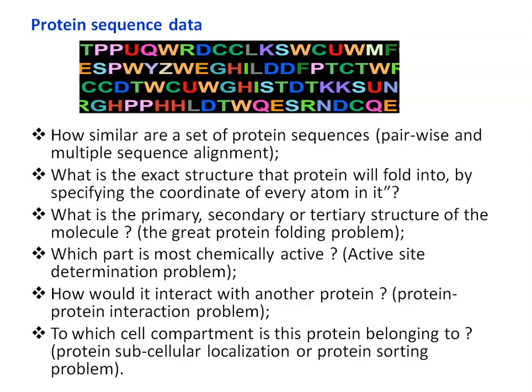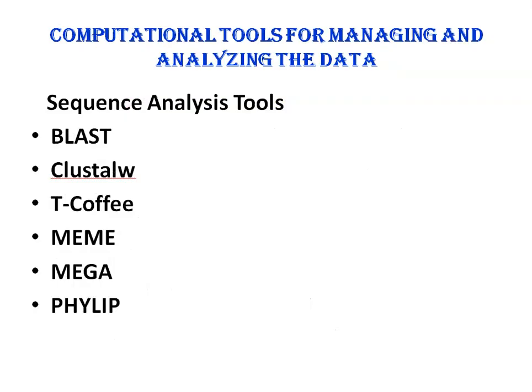How similar are the set of protein sequences, pairwise and multiple sequence alignment? What is the exact structure that the protein will fold into, by specifying the coordinates of every atom in it? What are the primary, secondary, and tertiary structures of the molecule? This is the great protein folding problem. Which part is most chemically active? Active site determination problem. How would it interact with another protein? Protein-protein interaction. To which cell compartment does this protein belong? Protein subcellular localization or protein sorting problems.